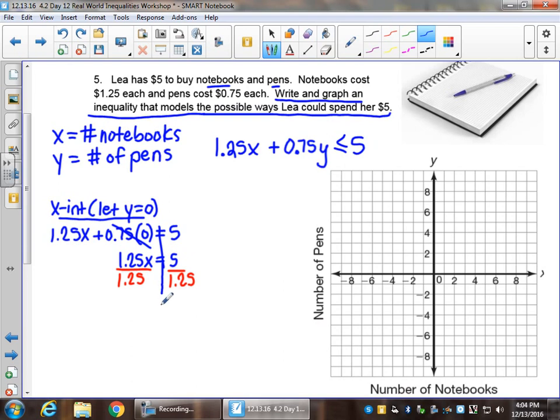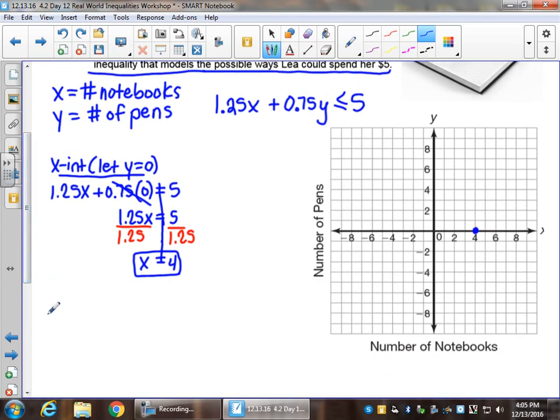Five divided by 1.25, I got x equals 4. Put it in a box so it stands out. We just found our x-intercept. x equals 4. To find the y-intercept, let x equal 0.